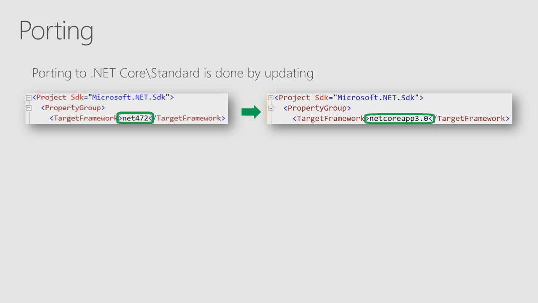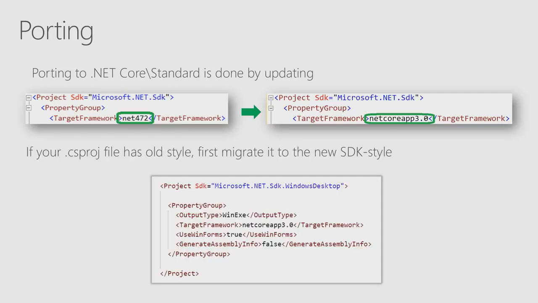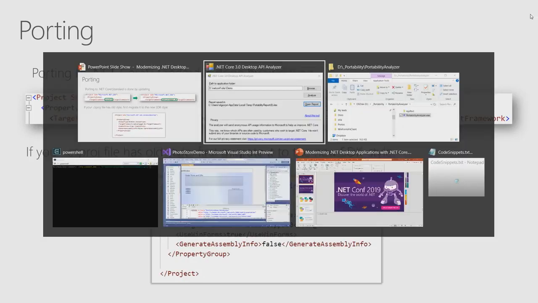Let's talk about porting now. Porting from Framework to Core is simply updating the value of the target framework parameter in your project file. But if you created your application on .NET Framework and did not touch your project file since then, it will have the old style project file. So before updating this value, you first need to migrate to the new so-called SDK style project file. Let me show you what an old project file is.